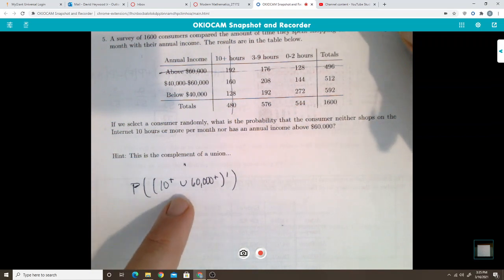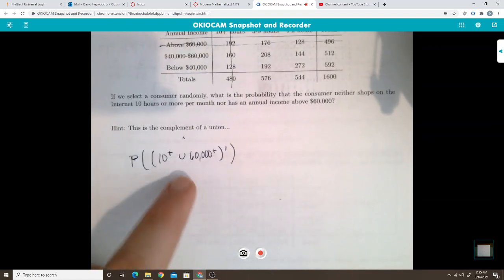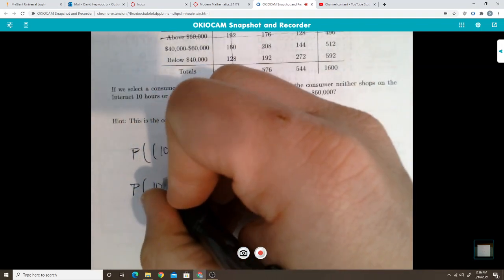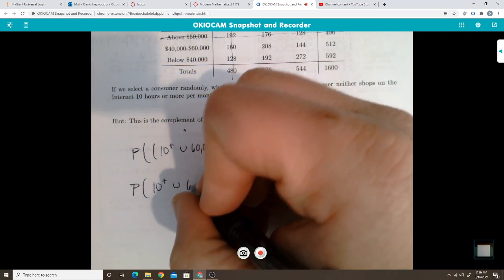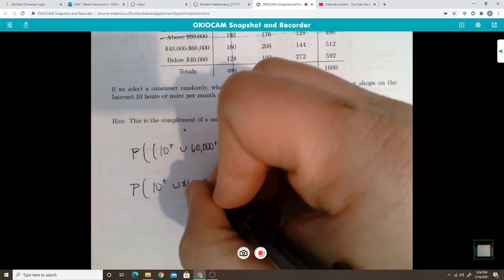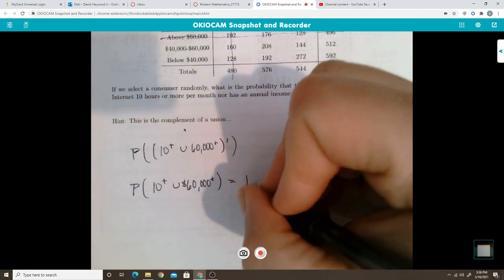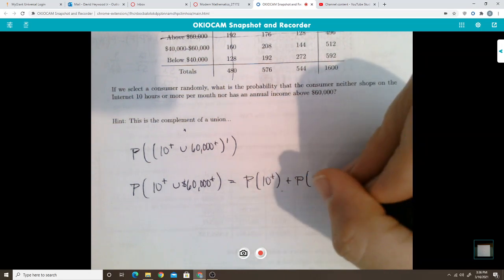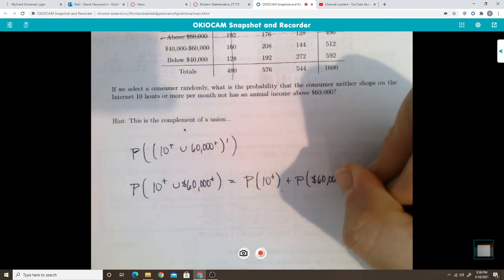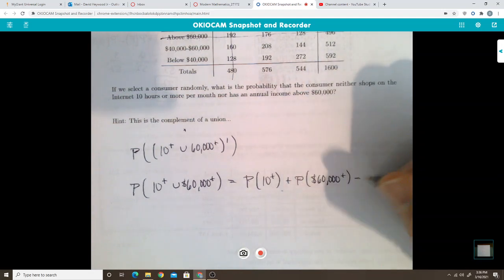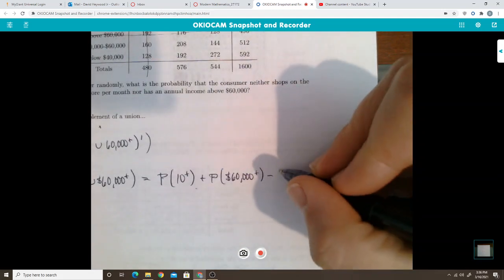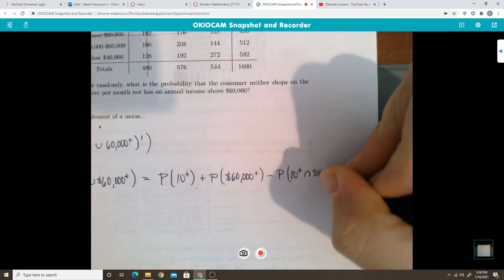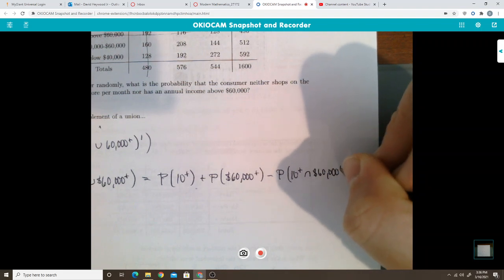So first I'm going to find the probability of the event itself, right? So I'm going to say, what's the probability that they shop 10 or more hours per week, union, that they make 60,000 or more per year? Well, that's going to be the probability that they shop 10 or more hours per week, plus the probability that they make 60,000 or more per year, minus the probability that they shop 10 or more hours per week and that they make 60,000 or more per year.